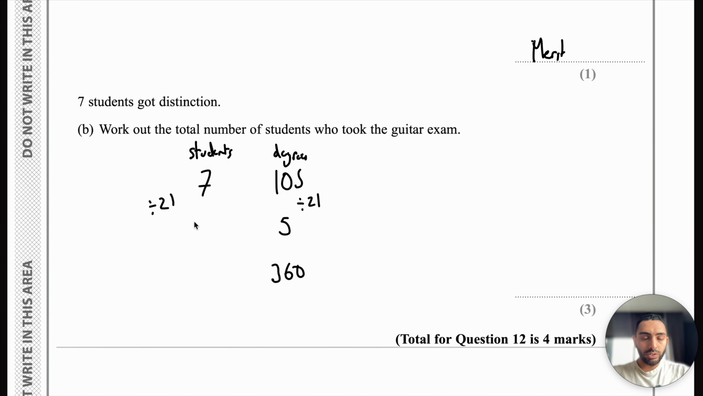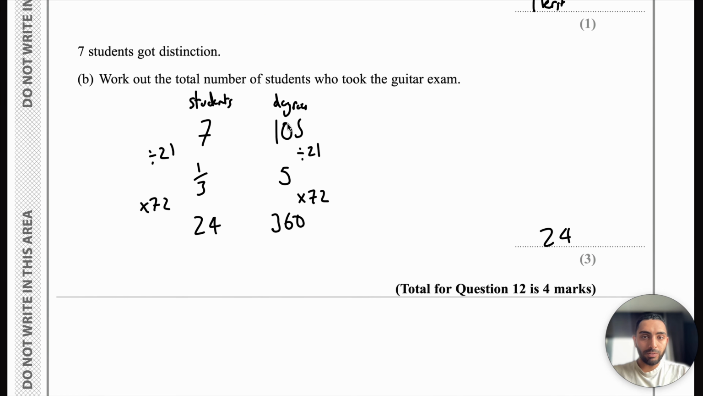7 divided by 21 is the same as 7 over 21, which is 1/3. You can do that on your calculator. Then on the right hand side, what have I multiplied by to get from 5 to 360? I can do 360 divided by 5, which is 72. So I've multiplied by 72 there. I'm going to do the same thing to the left hand side. I'm going to multiply by 72. 72 times 1/3, you could do 1/3 of 72. So 72 divided by 3 is just 24. You can do all of that on your calculator. So that's 24 people who took the exam.